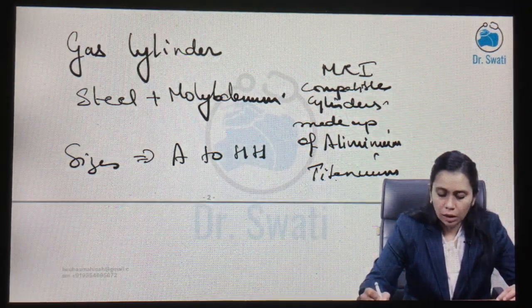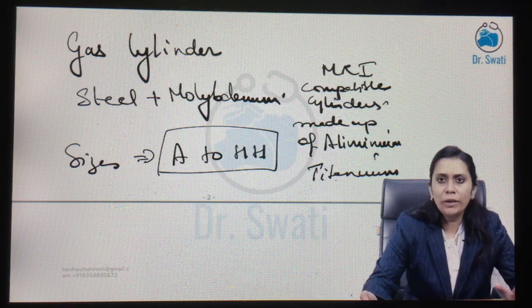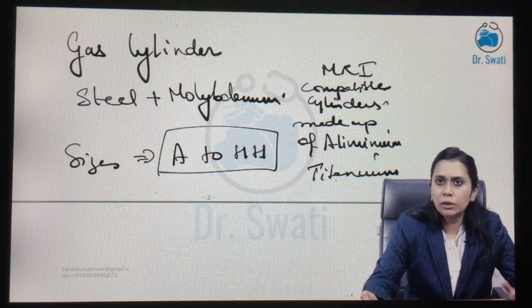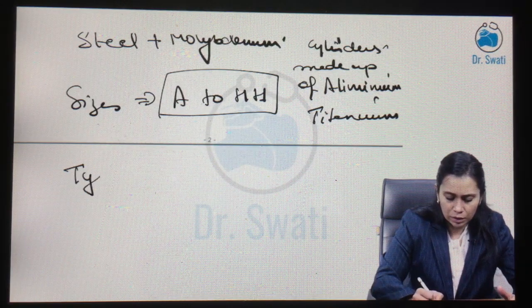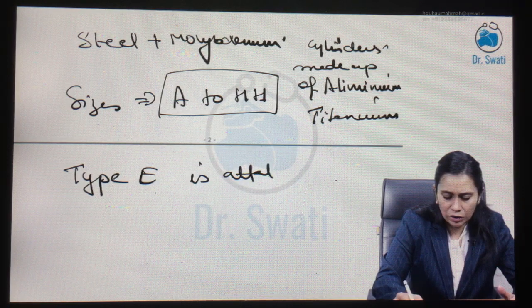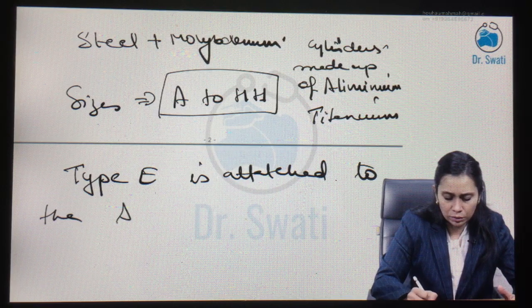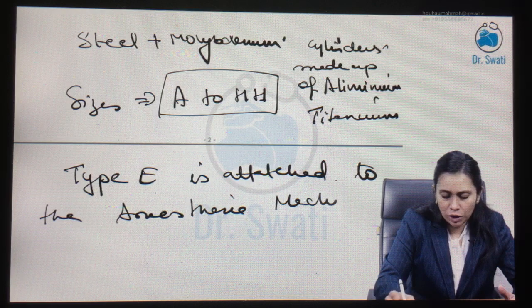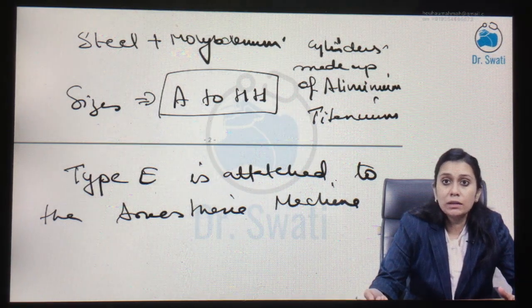Okay. Now size A to HH is the size varying. Only one question is asked. What size is attached to the machine? Type E is attached to the anesthesia machine, right? So type E cylinder only has the pin index system incorporated in them to attach it to the anesthesia machine. Got it?